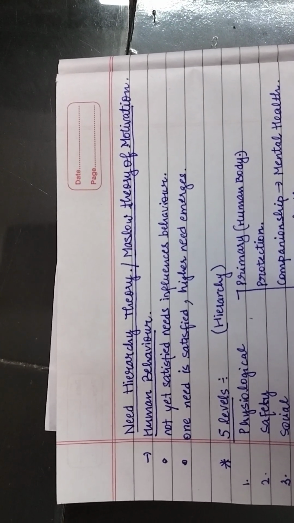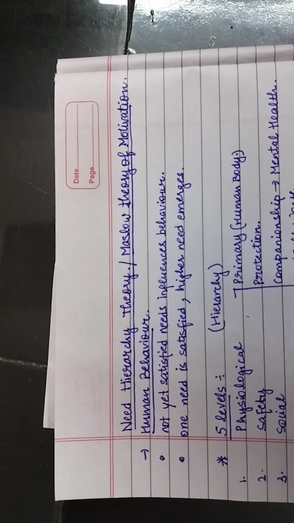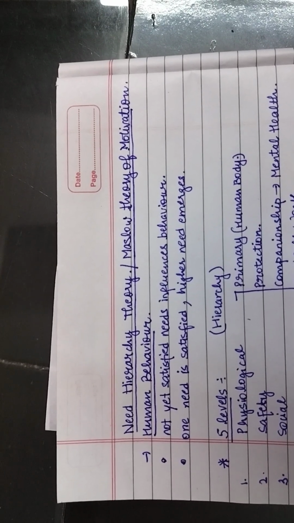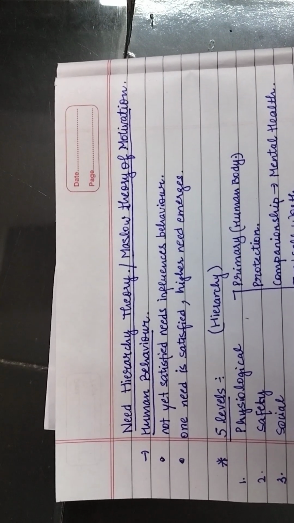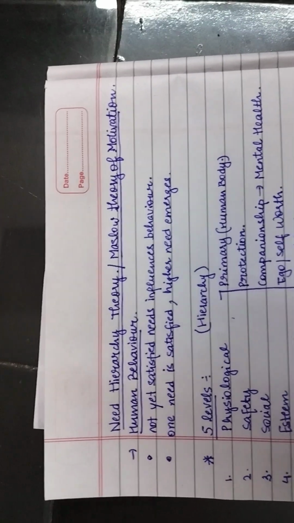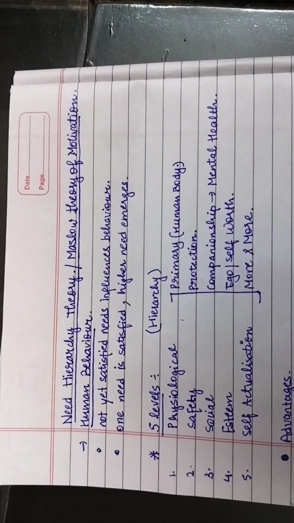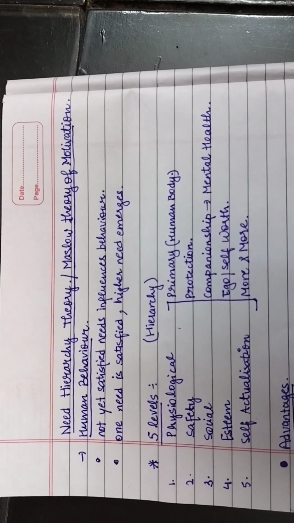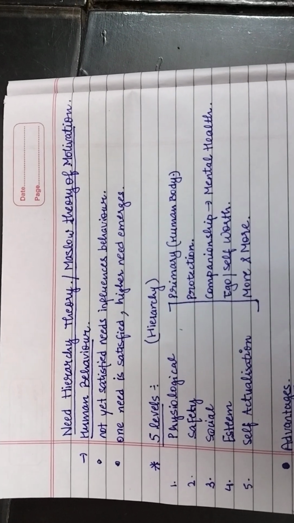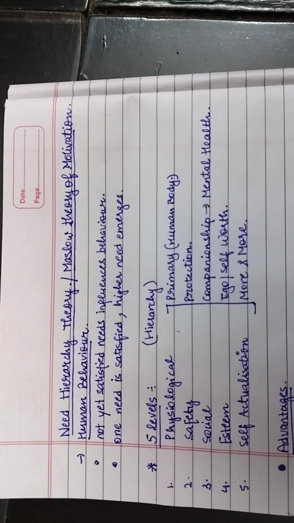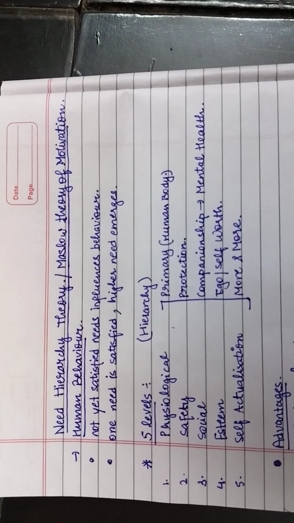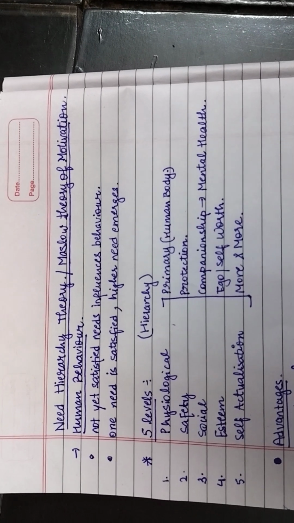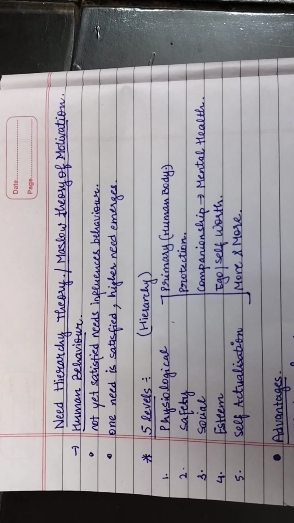Moving ahead, there are five levels of needs, or the hierarchy of needs, which basically means the different levels of importance of needs. So these are the five levels that are shared by Maslow. First is physiological, second is safety, third is social, and fourth is esteem. Fifth is self actualization.